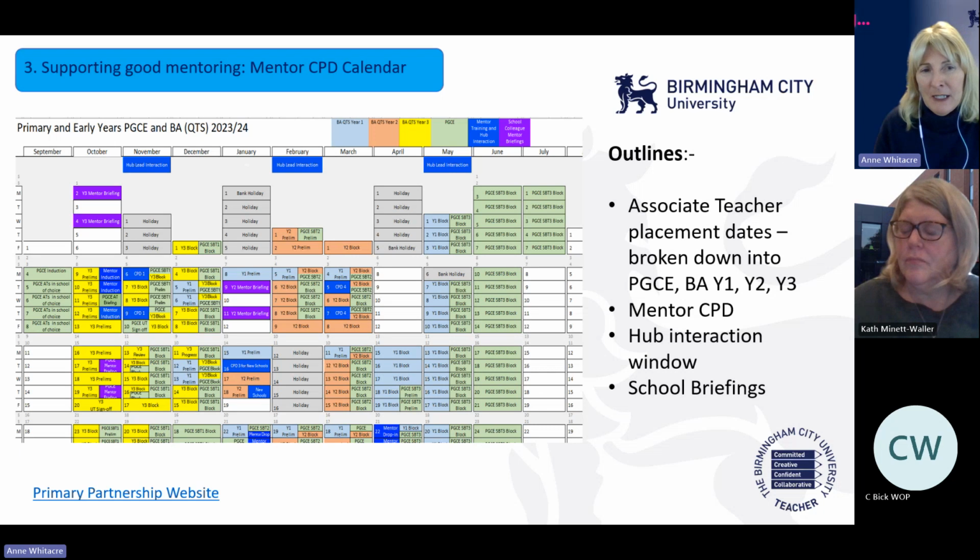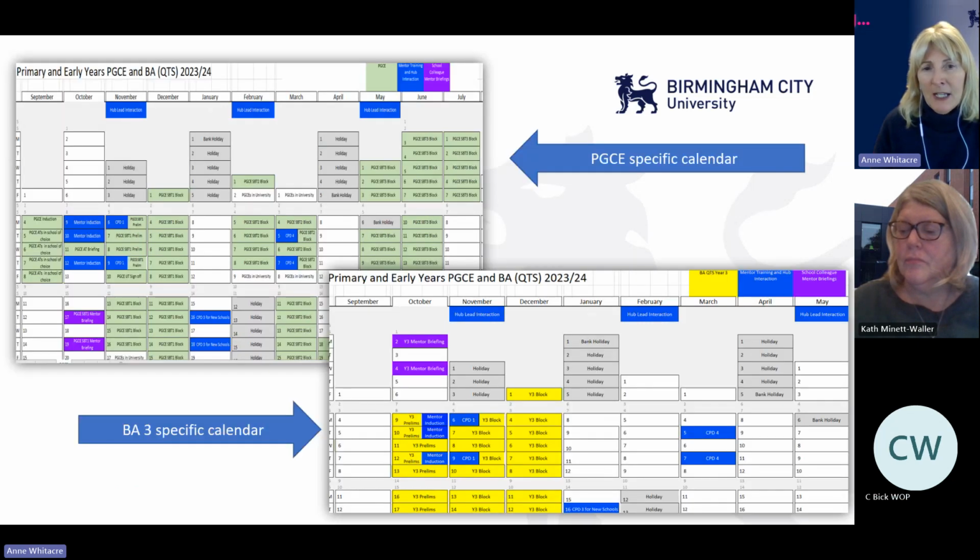So this is our CPD mentor calendar. What I've done is put this in its entirety, but also spread it out for PGs and for BA Year 3s as well, so that it should be easy for you to access and make sure you've got the dates in your diaries that are relevant. So please look out for that. It should be coming live shortly.